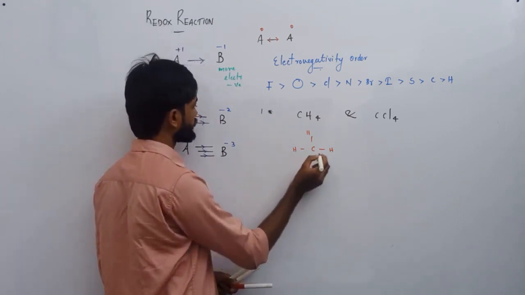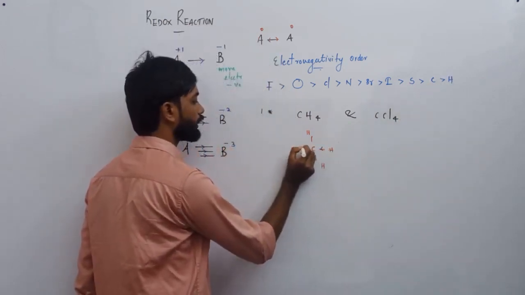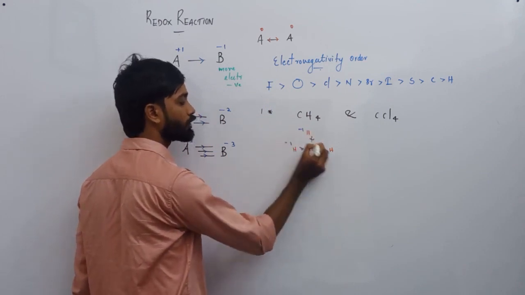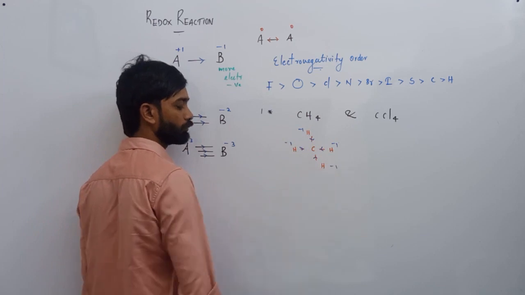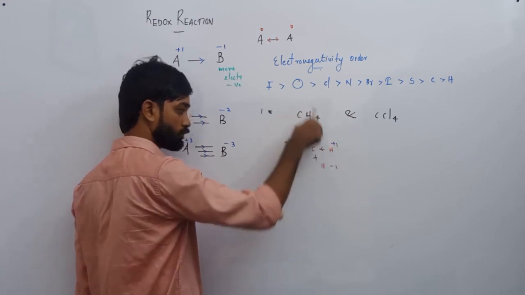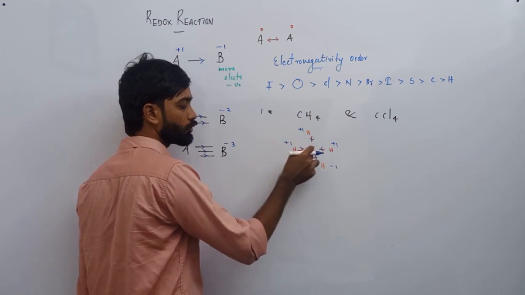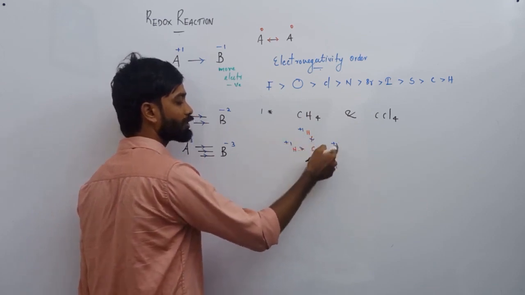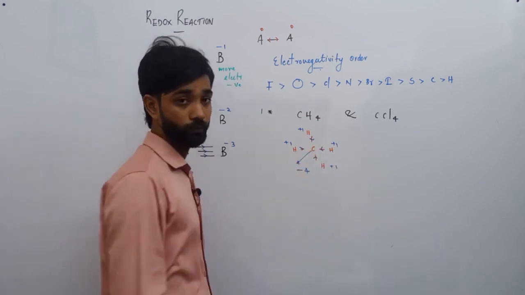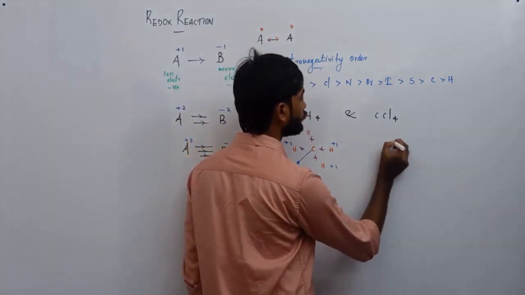So what about the electron density difference between carbon and hydrogen? Carbon has more electronegativity, so the polarization is like this. Electron density is towards carbon, so carbon gets -1 on each bond and hydrogen gets +1. So this bond has +1 here, -1 here, and so on for all four bonds. So a total of four -1, so it will be -4. Agreed? Yeah. What about CCl4?